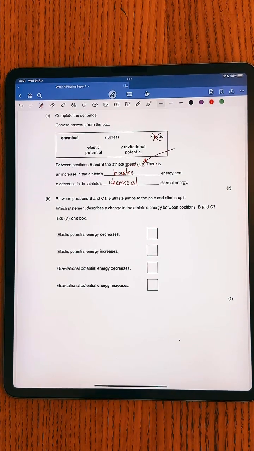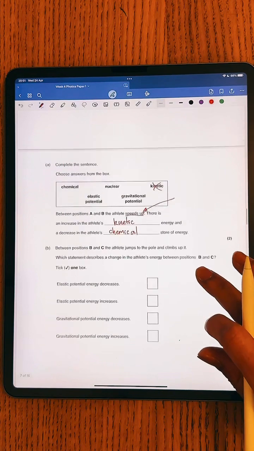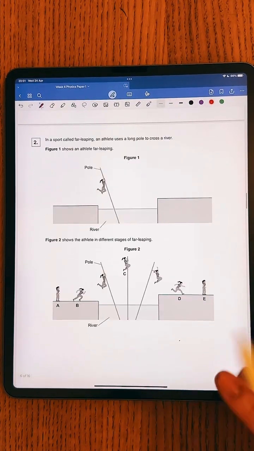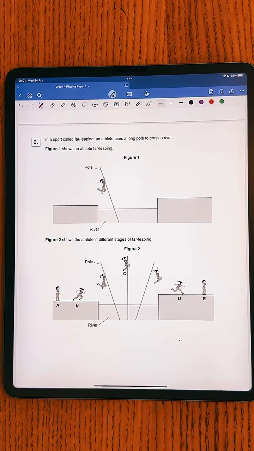Next question. Between positions B and C, the athlete jumps to the pole and climbs up it. Which statement describes the change in the athlete's energy between points B and C? Let me show you the points. Which one was it? B and C. From there to there. What's changing here? Everyone is saying the last one.